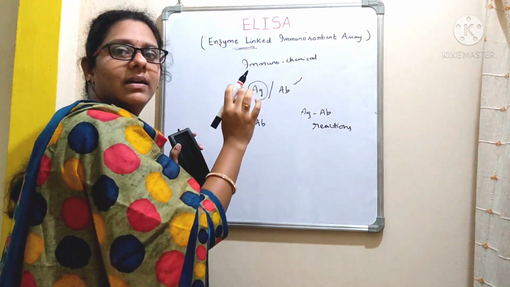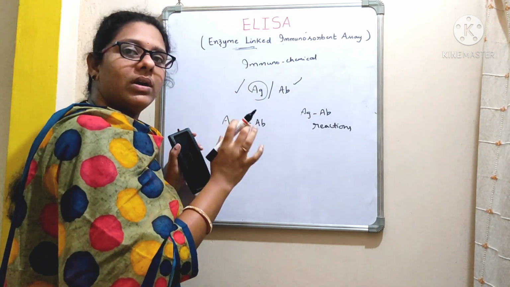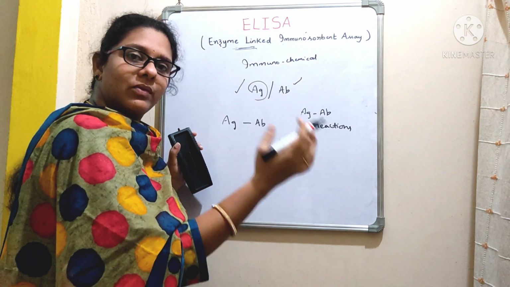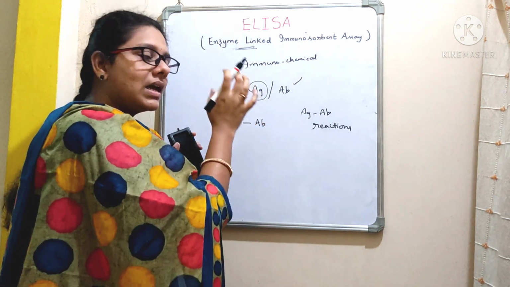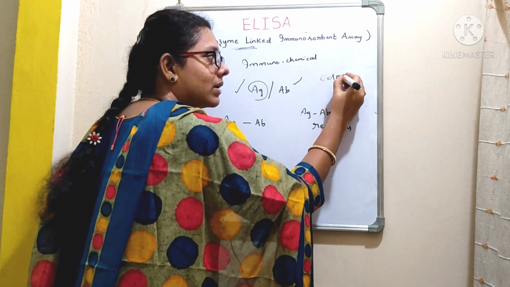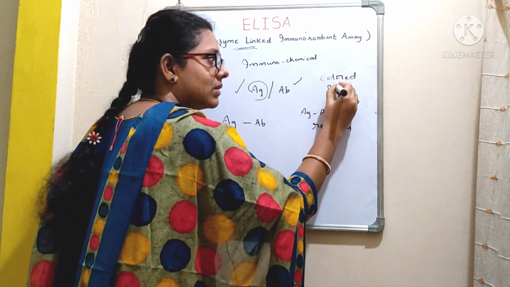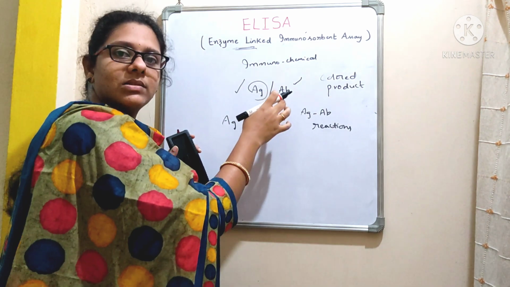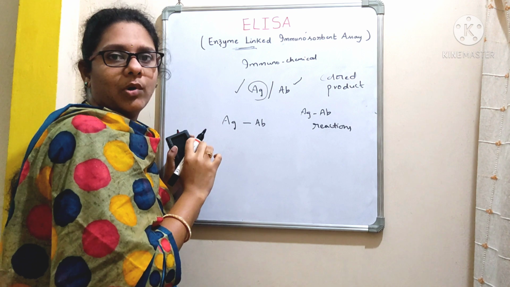We are saying that it is enzyme linked immunosorbent assay. Enzyme linked means here we are going to use certain enzymes, and after we treat it with a specific substrate, that enzyme will react with the substrate, giving rise to a colored product. Based on that color we can detect the presence of either the antigen or an antibody.